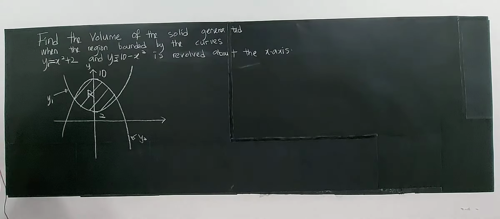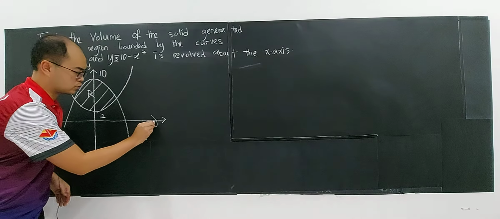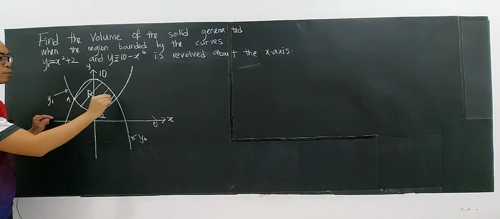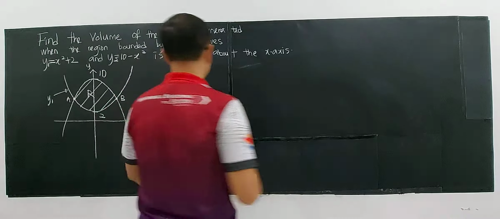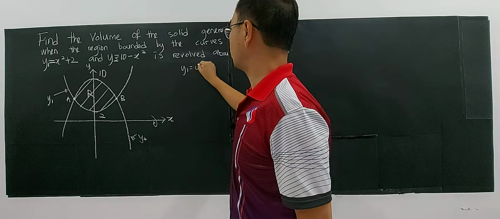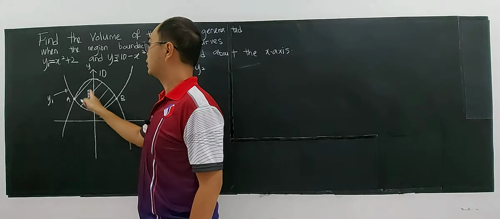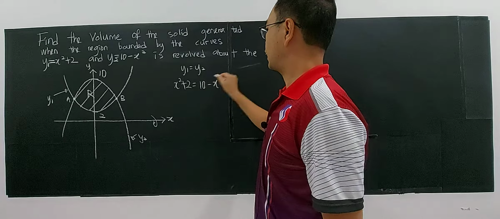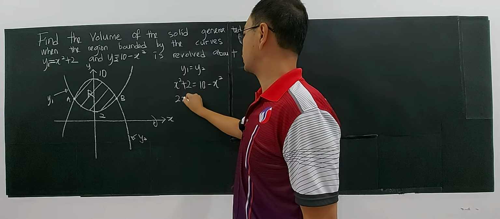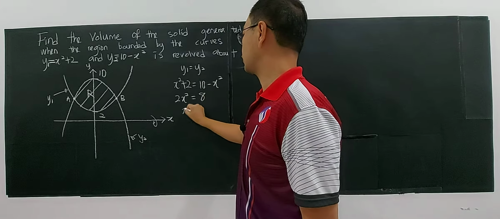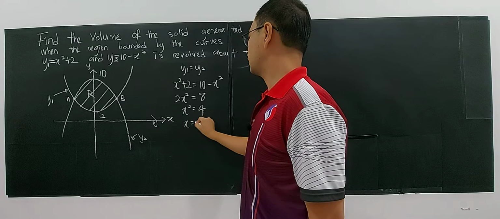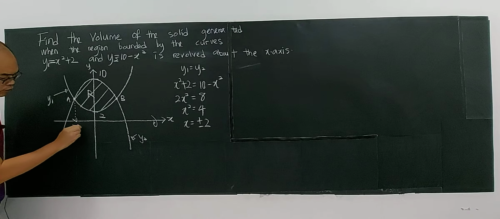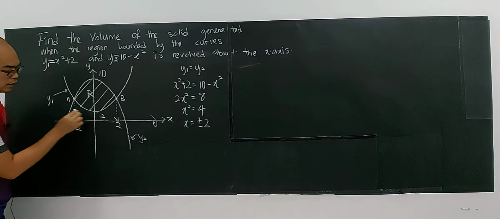This region will revolve about the x-axis, meaning it rotates about the x-axis. Let's say the region is from A to B. To find the points A and B, I have to equate y1 to y2, because they have the same value of y where they intersect. So x squared plus 2 equals 10 minus x squared. So 2x squared equals 10 minus 2, which is 8, so x squared is 4. So x is plus or minus 2. The region bounded is from negative 2 up to 2.